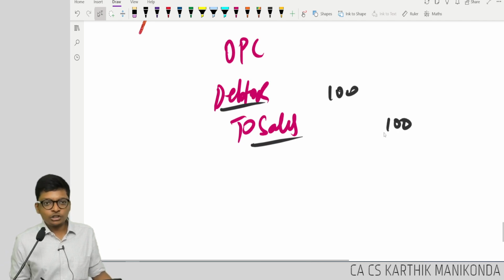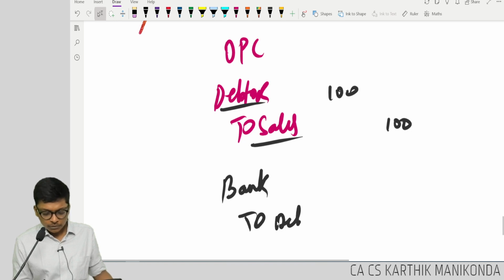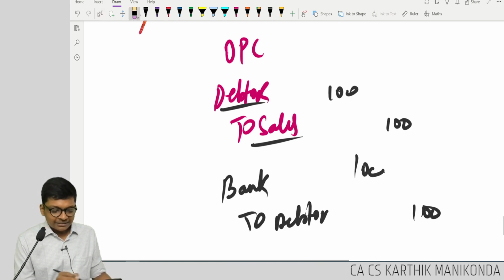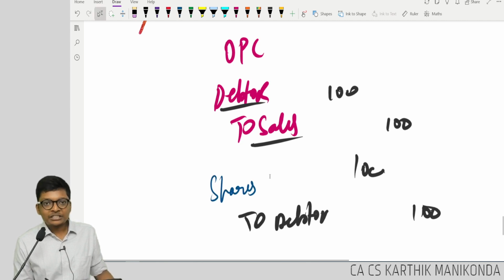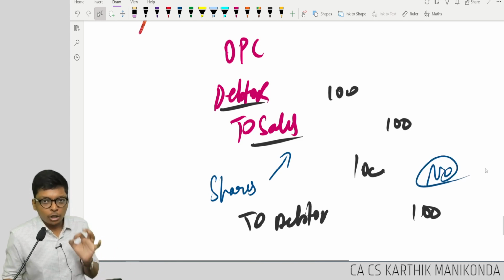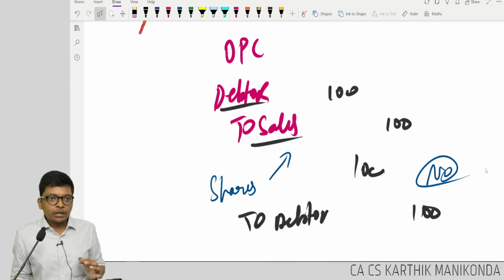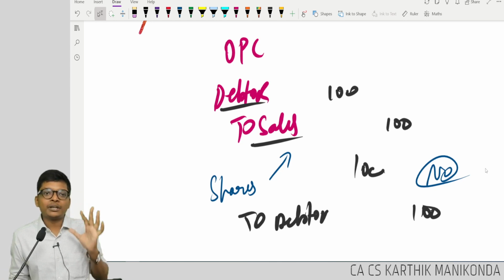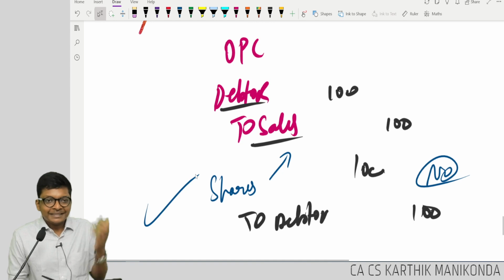Now consideration should come. Normally it will be bank to debtors 100. What Dhyaneshwar's doubt is, sir, this company didn't pay me in bank. They are paying me shares in some other company. Is this allowed? No. Strict interpretation. Law says what? You cannot invest in securities. If I allow this, then everyone will do this.